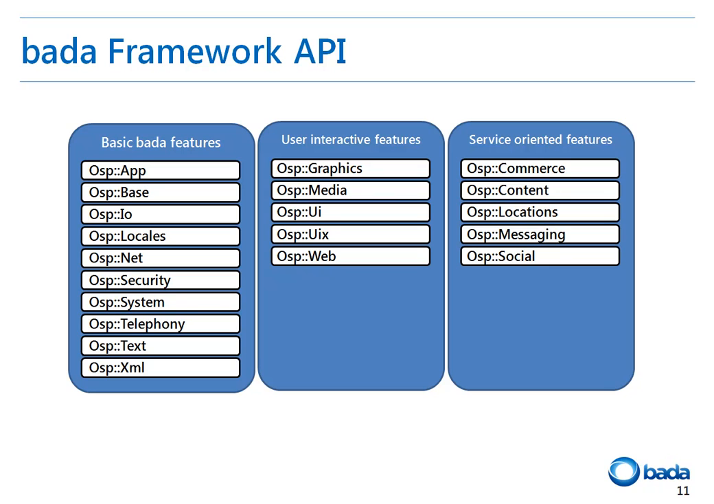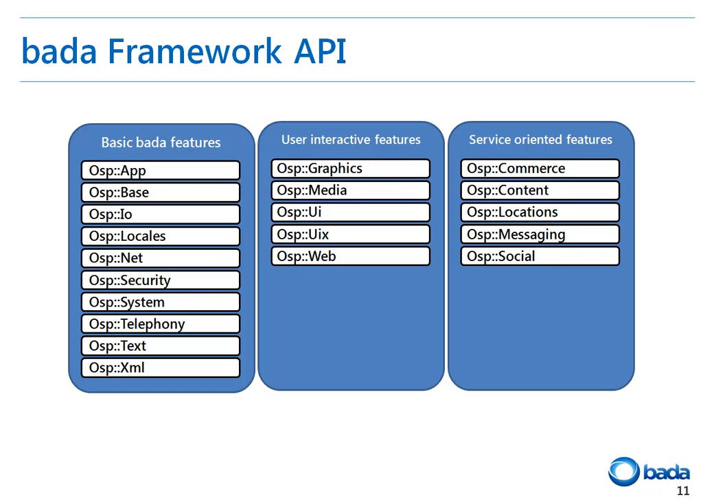Next, let's look into the Bada Framework API. Since Bada has been developed on the basis of C++, various classes and APIs are bound to namespaces. These namespaces are classified into 3 feature areas. First, basic Bada features are provided to manipulate data and access files within the Bada framework.